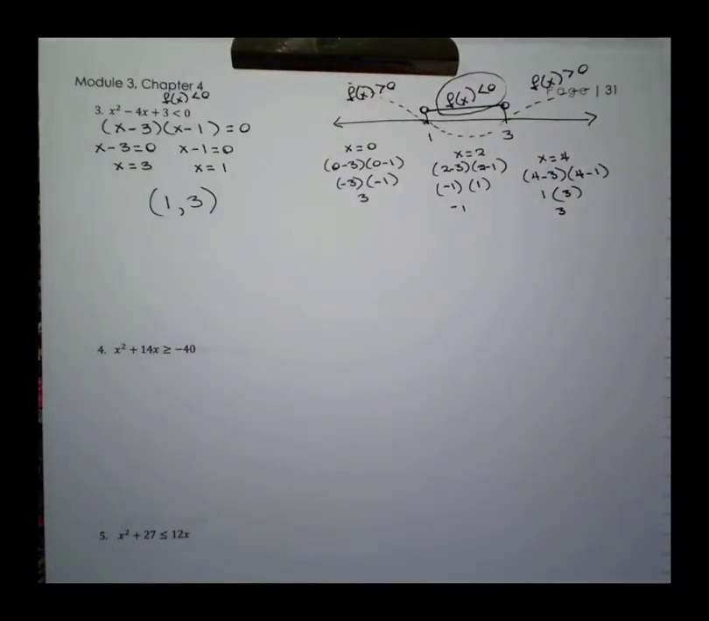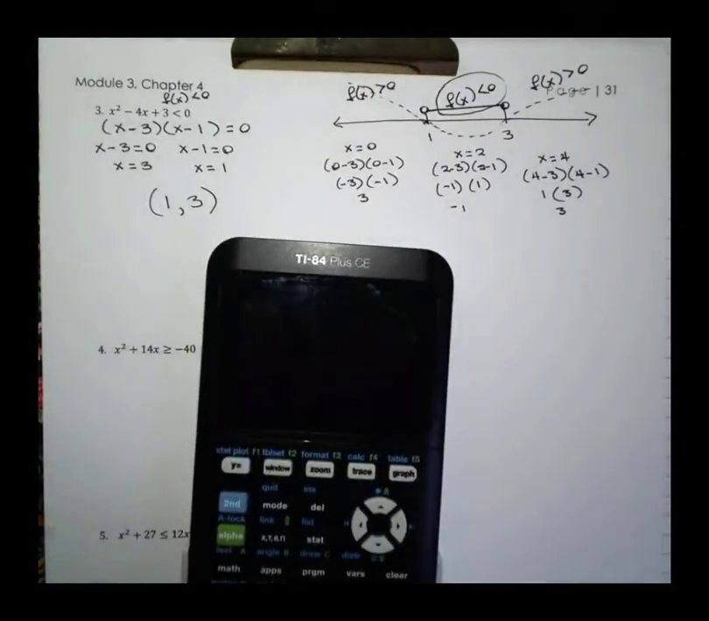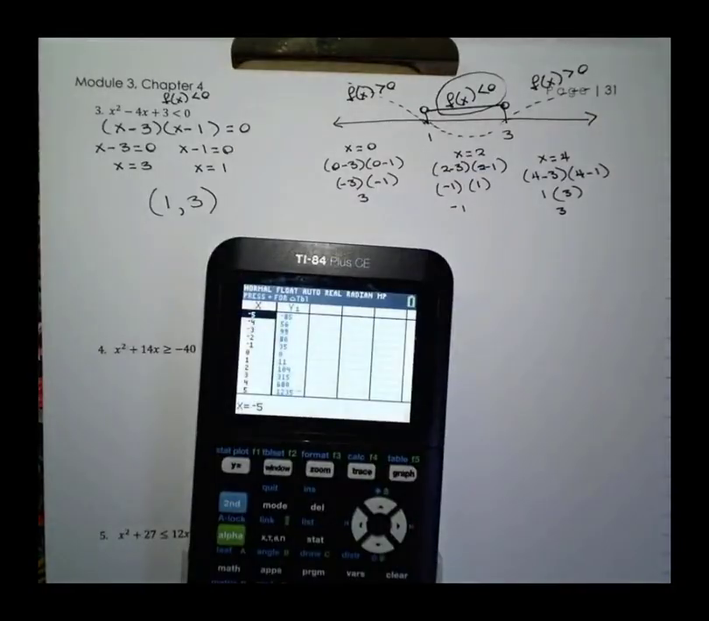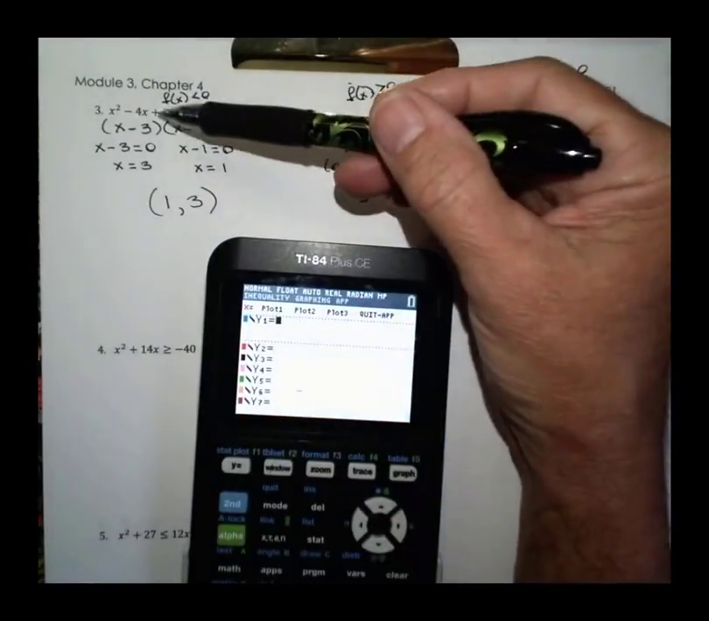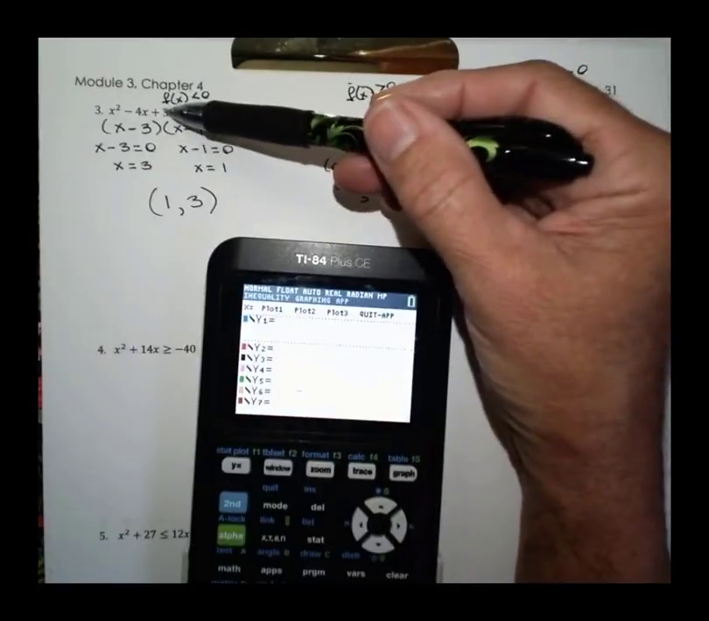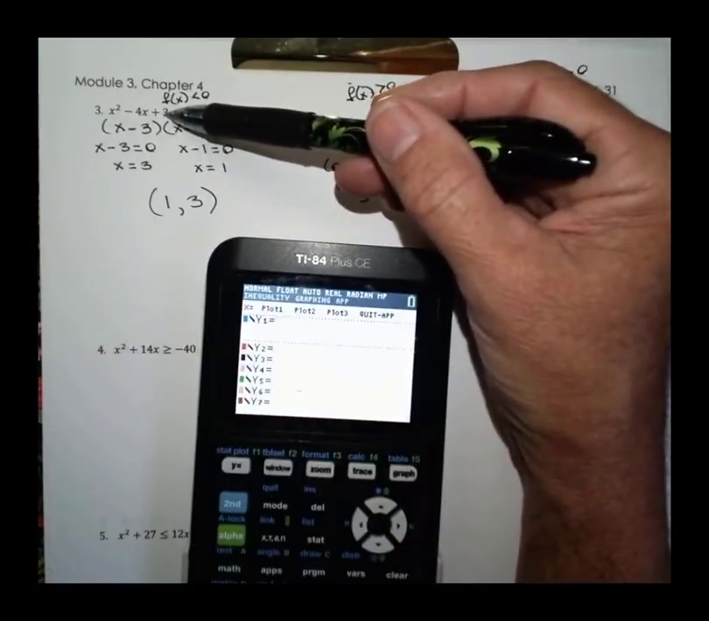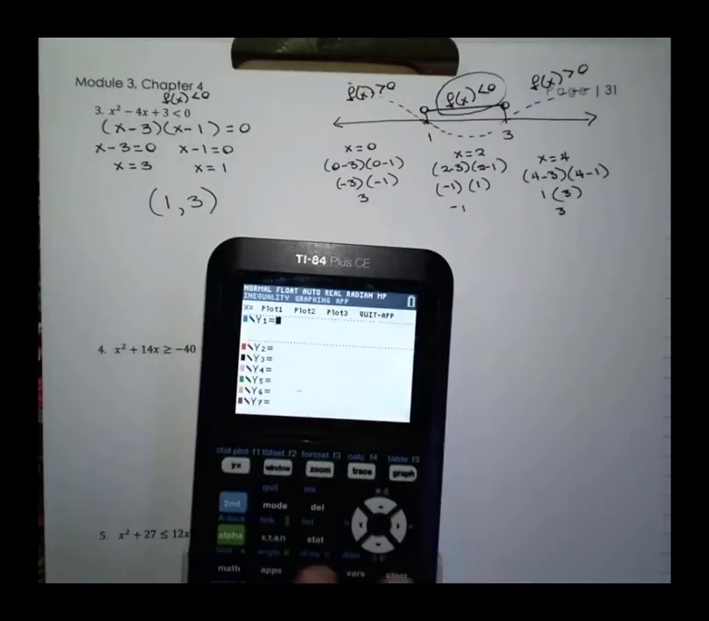Now I want to try something with you. I'm going to show you how to do this. This is a simple one, but let's look at it with our graphing calculator. I'm going to go to y equals and clear this out, and I'm going to enter this inequality. I can enter it in the factored form, or I can enter it as the original form. It doesn't matter. I'll go with the original form this time.